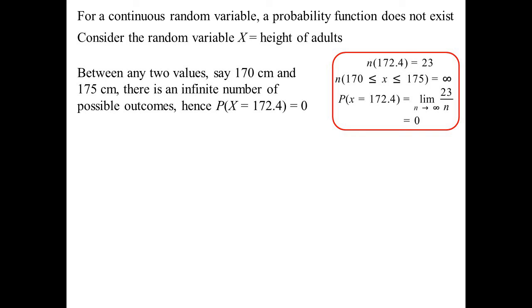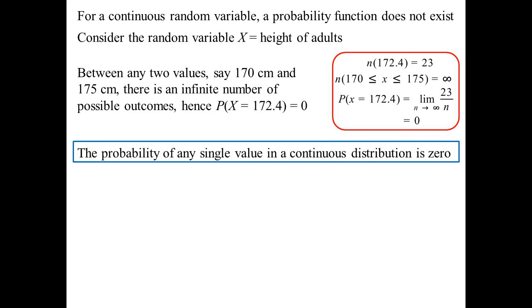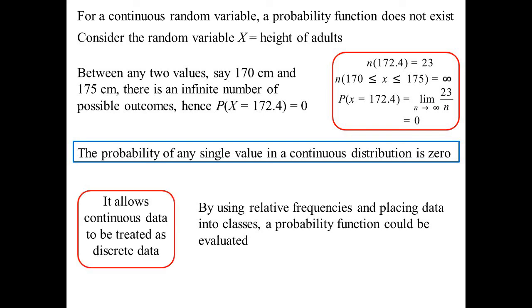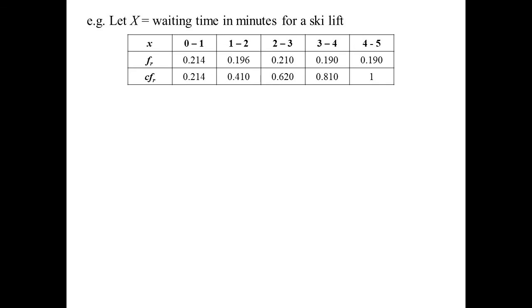So this is a weird thing about continuous distribution. If you want to find the probability of a single value, the answer is always 0. There's no chance of it happening. Weird. So how do we deal with it? Well, we're going to use relative frequencies and putting data into classes. How we grouped them into classes. Then that will allow us to treat continuous data as if it's discrete data, and we know how to handle discrete data.